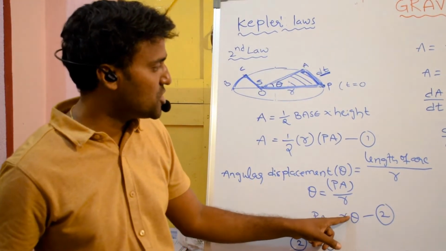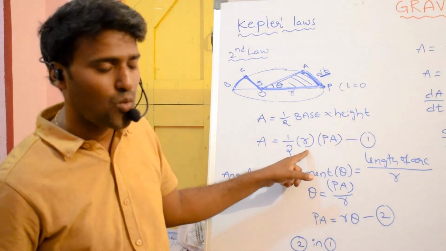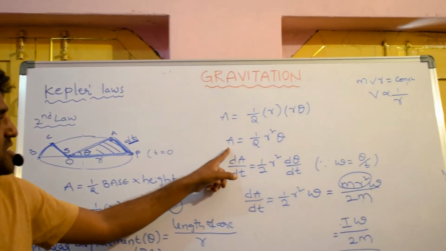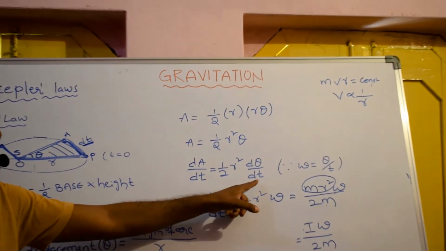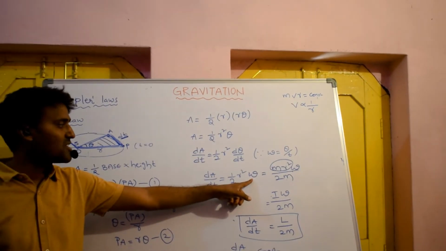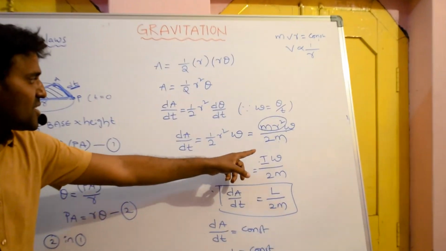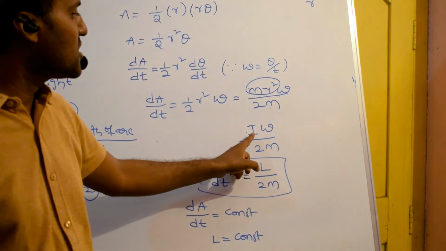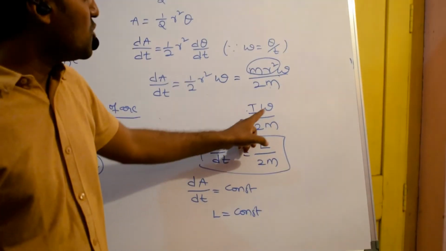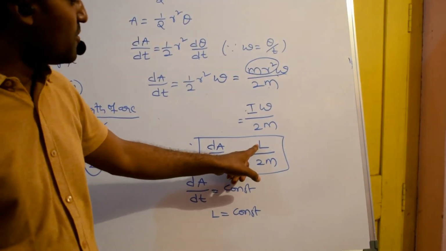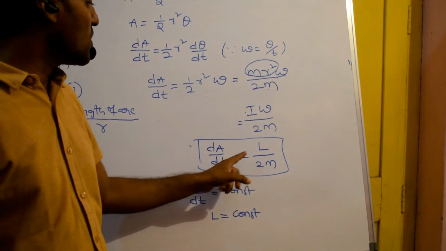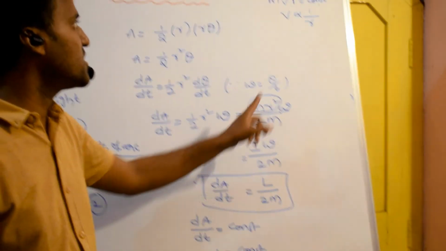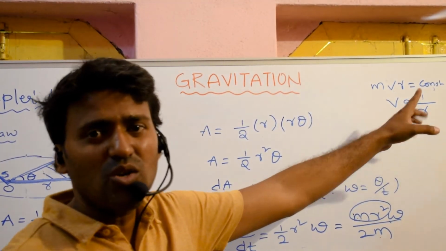This equation 2 I substituted in equation 1. So finally I got it like this. I differentiate this equation. Here d theta by dt is nothing but omega, angular velocity, and this equation is multiplied and divided with the mass. Here m r square is nothing but the moment of inertia. I omega is nothing but angular momentum. So dA by dt is equal to L by 2m. dA by dt is equal to constant. L is also constant. V is inversely proportional to R.